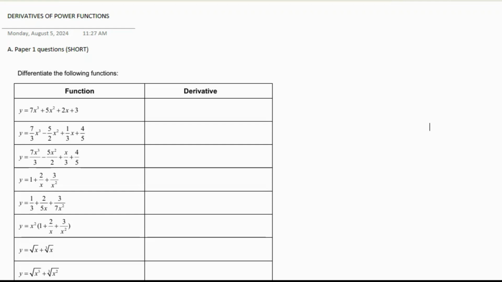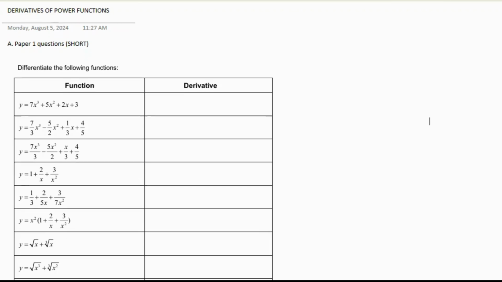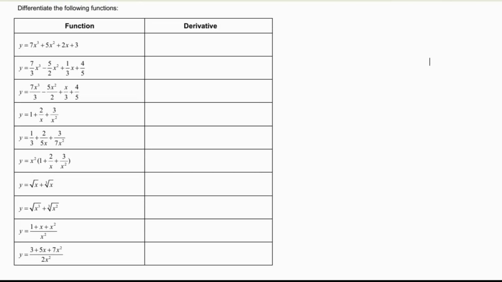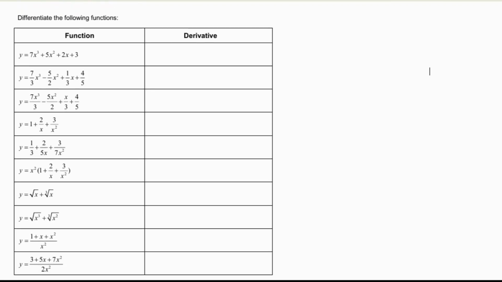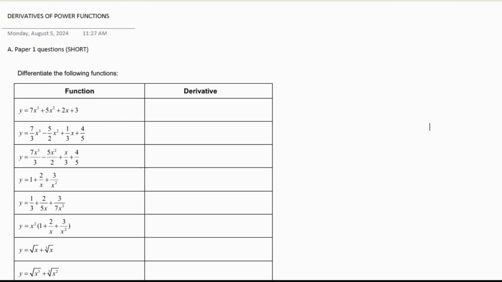In today's video, we will be working with derivatives of power functions. This is an AI Maths SL exam Paper 1 short question. So let's continue and see what we are going to do. We see in this problem, we have several functions, and we need to find the derivative of all of these functions. So let's continue and break down the questions.